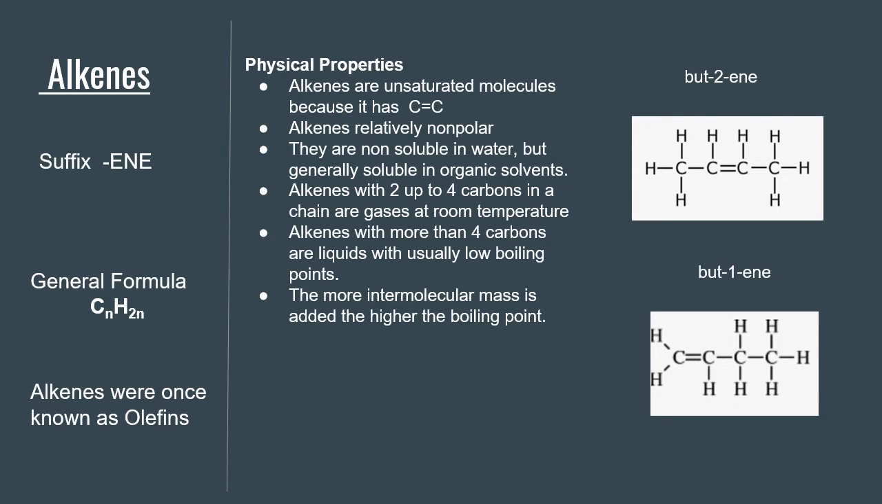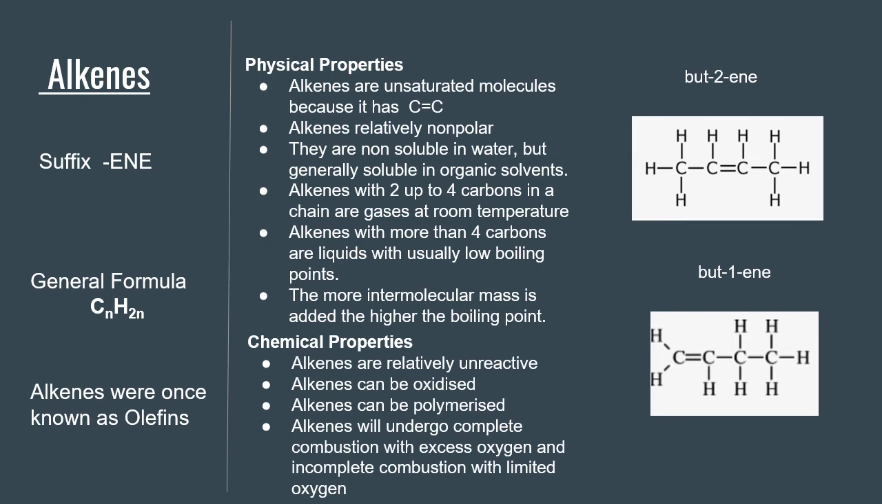Alkenes are similar to alkanes as they are nonpolar with low boiling points that increase with molecular mass. Alkenes with 2 and up to 4 carbons in a chain are gases at room temperature. When there are 4 or more, they become a liquid state. Alkenes can be oxidized and polymerized. Like alkanes, the alkenes undergo combustion. However, alkenes are less likely to combust completely, so they tend to burn in air with a smoky flame due to incomplete combustion. Please see more physical and chemical properties on the screen now.